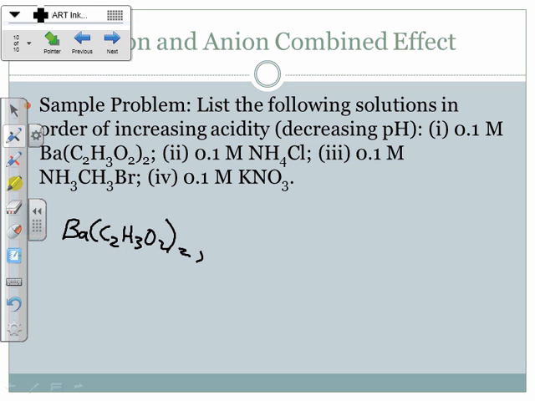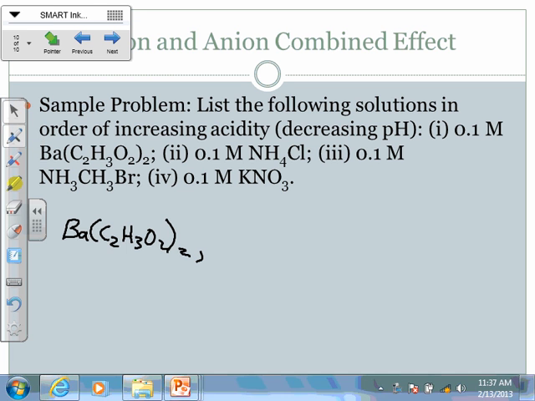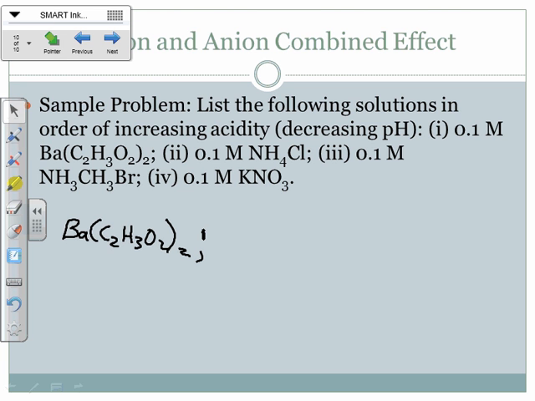Then we would have to put the neutral one next. The KNO3 would be next. Okay, and then we'd put our two acids. Now, what we would have to know here is the Ka for the NH4 plus versus the Ka for the NH3CH3 plus. Let me see if I have the Ka for the NH3CH3 plus.